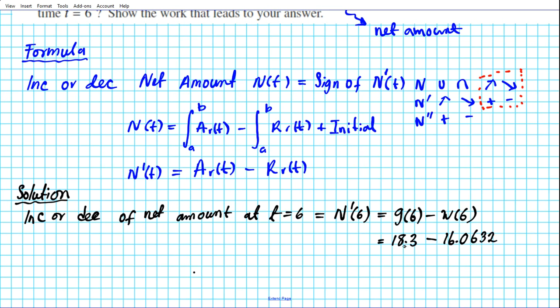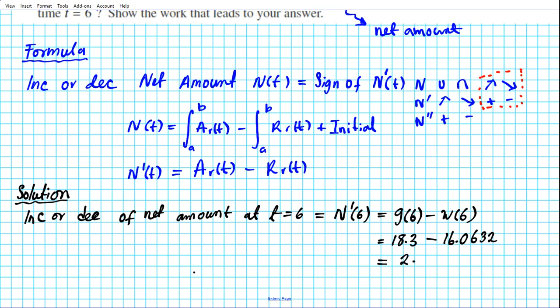Okay, so this is the rate at which grain was being added at t equals 6. This is the rate at which grain was being removed at t equals 6. And the initial amount doesn't play any role here, so that's why it's gone. Okay, so when we subtract these two, the sign of that answer is what tells us exactly what we need to know.